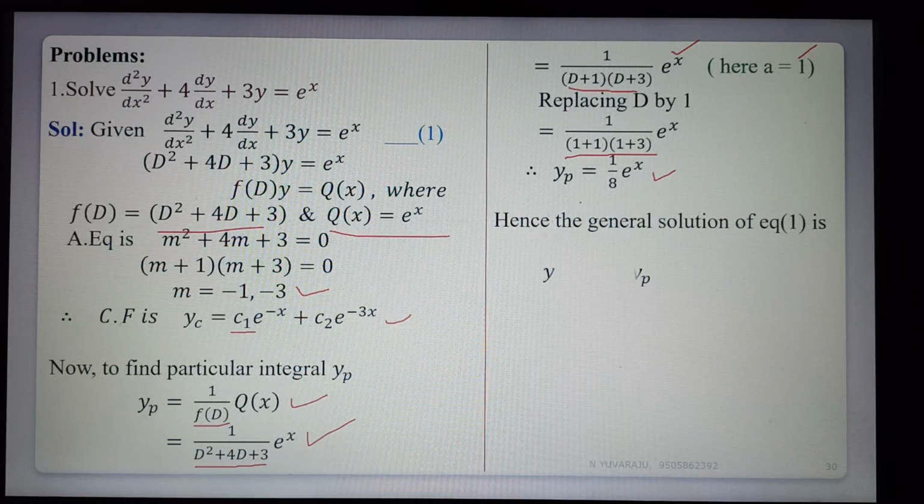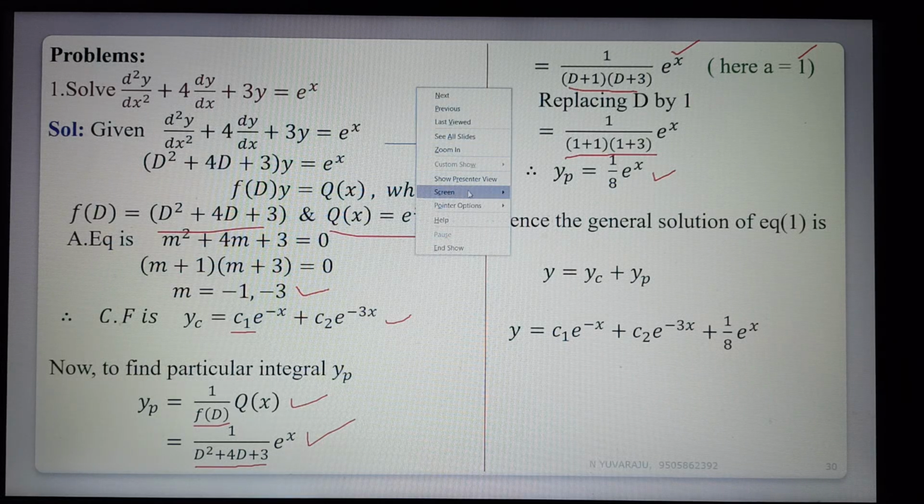Therefore the general solution is yc plus yp, adding both: C1 e power minus x plus C2 into e power minus 3x plus 1 by 8 into e power x. This is the first example.